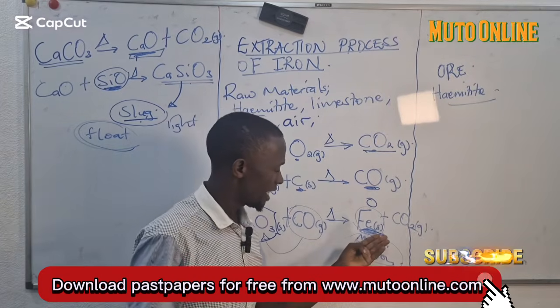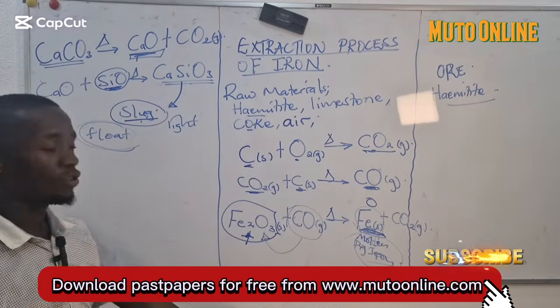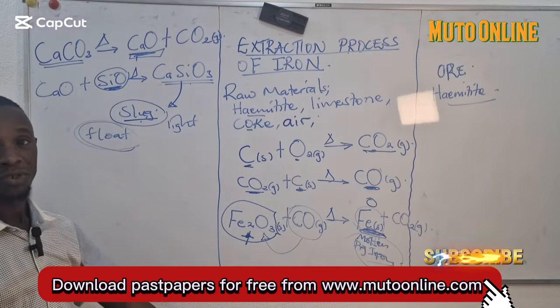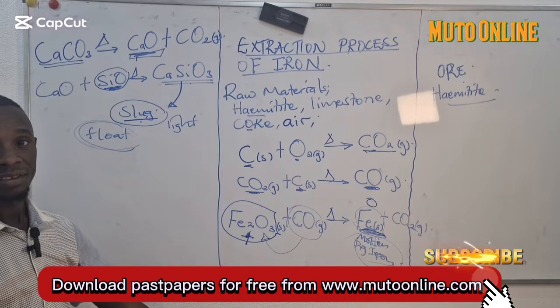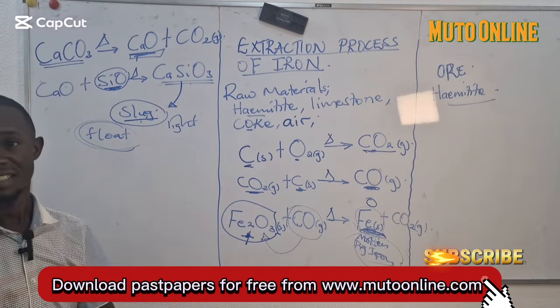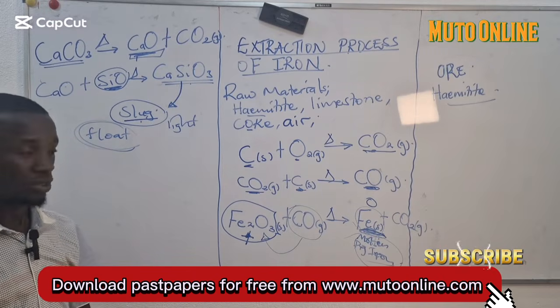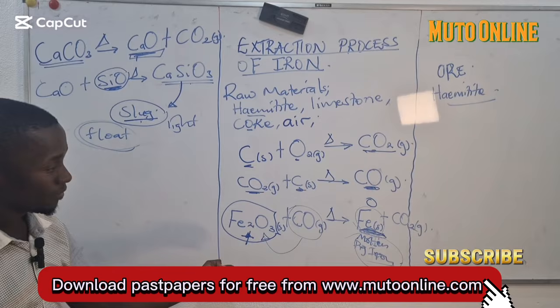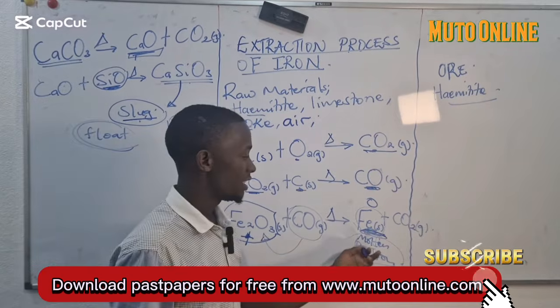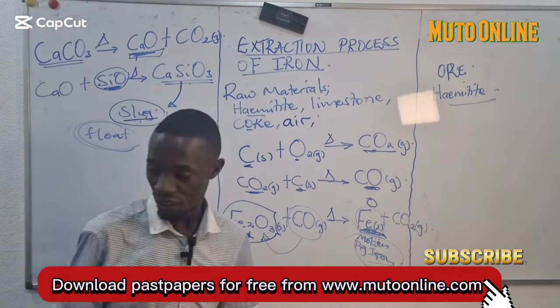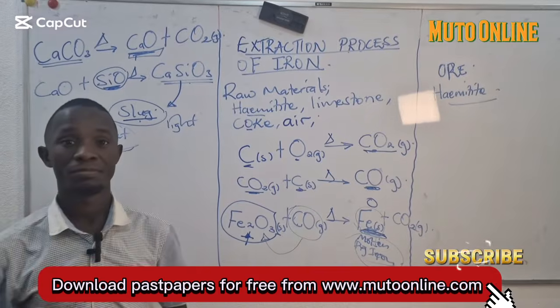So the iron is then tapped off to molds of shapes we need and cooled so that we get the iron in any shape we need to use.